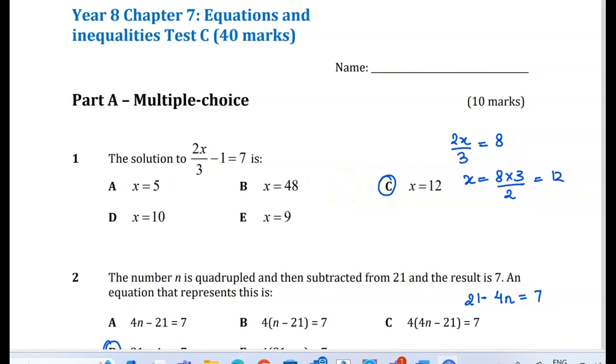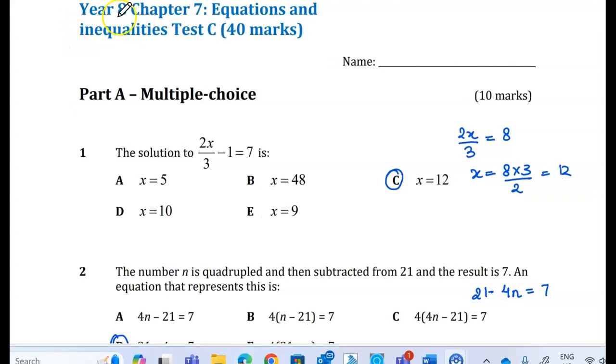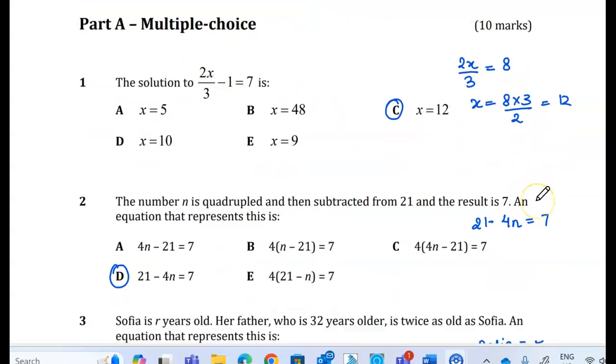Okay, in this video we will start looking at test C. We're still looking at year 8 and its equations and inequalities. So let's look at multiple choice question number 1. The solution to this is, so I've just solved this equation, I've taken 1 to the other side, it becomes 8, and yeah.